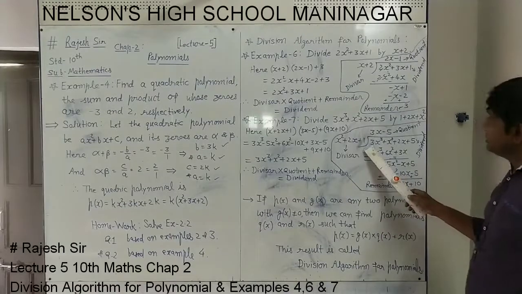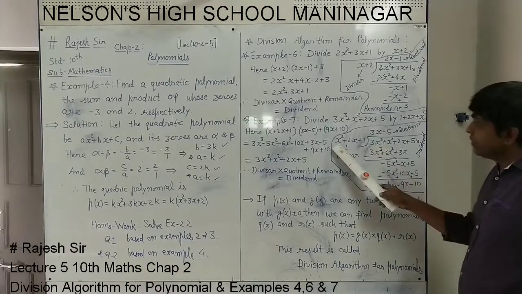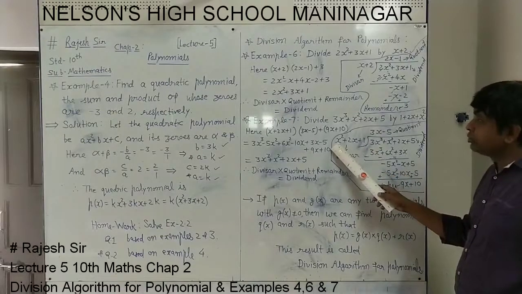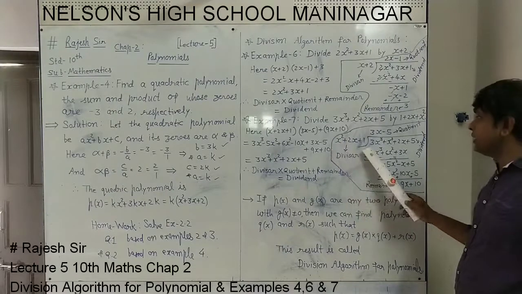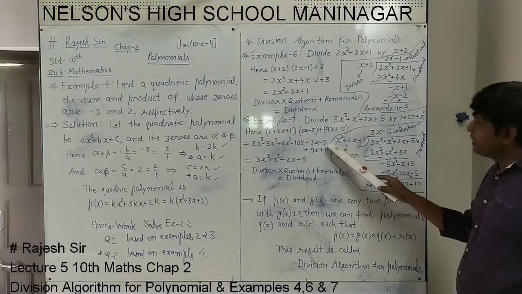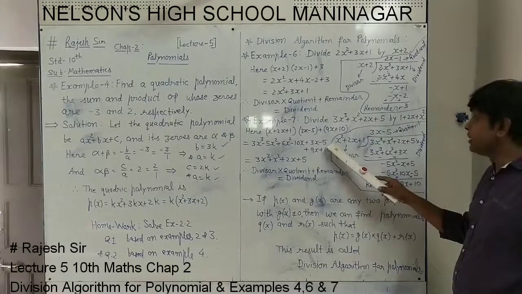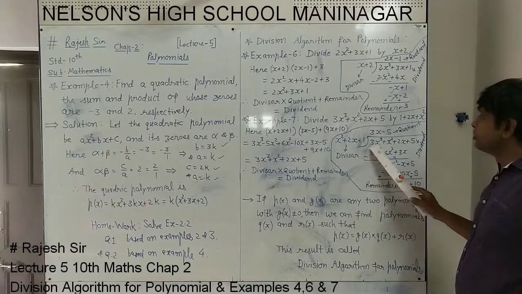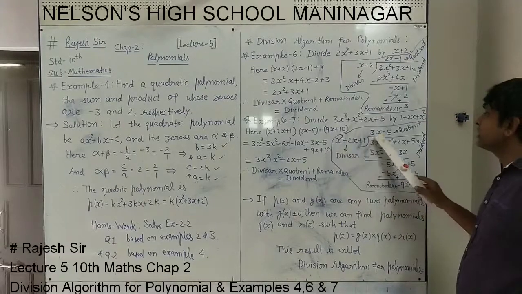Here we need 3x cube. Here we have x square. How much do I have to multiply in this x square to get 3x cube? So in this x square I have to multiply 3x. If I multiply 3x, then I will get 3x cube. So 3x I have to multiply, so 3x I have to get.